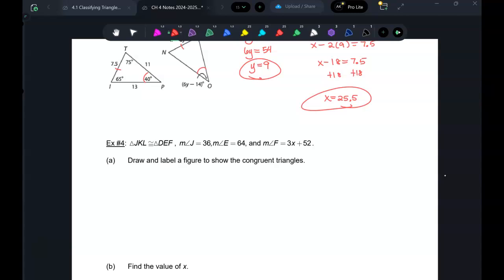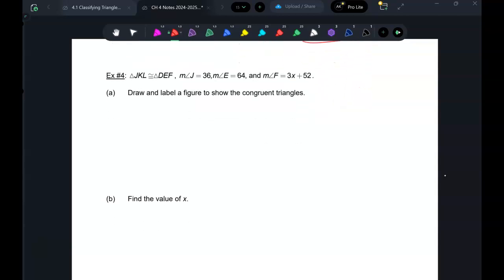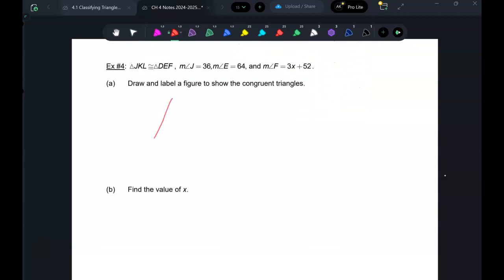JKL is congruent to DEF. And then we're given some measures. So let's do part A, draw and label. Just draw two generic triangles. You could try to make them look somewhat the same. So if I label this JKL, and this DEF, okay, now we want to just label.